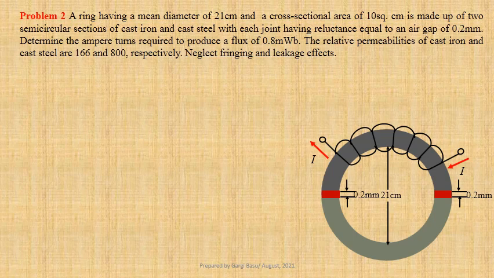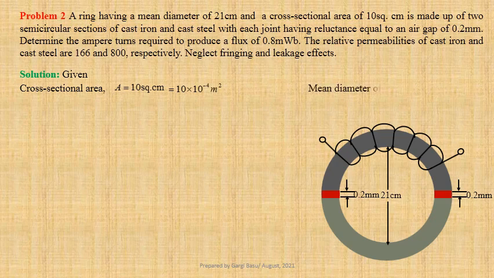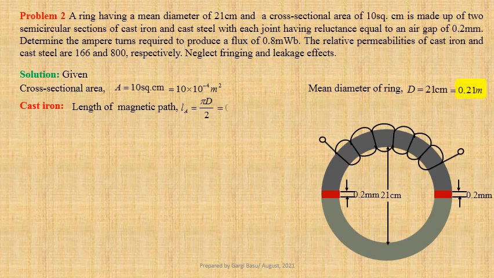Let us first write down the given data. Cross-sectional area A equals 10 square centimeters, that is equal to 10 into 10 to the power minus 4 meter square. Mean diameter of the ring D equals 21 centimeters, that is equal to 0.21 meter. For cast iron, given length of the magnetic path LA equals pi times D by 2, that is equal to 0.105 times pi meter. Relative permeability mu R A equals 166.